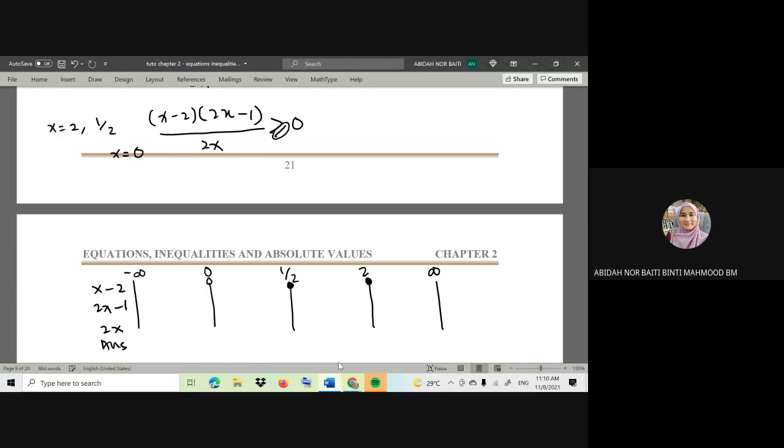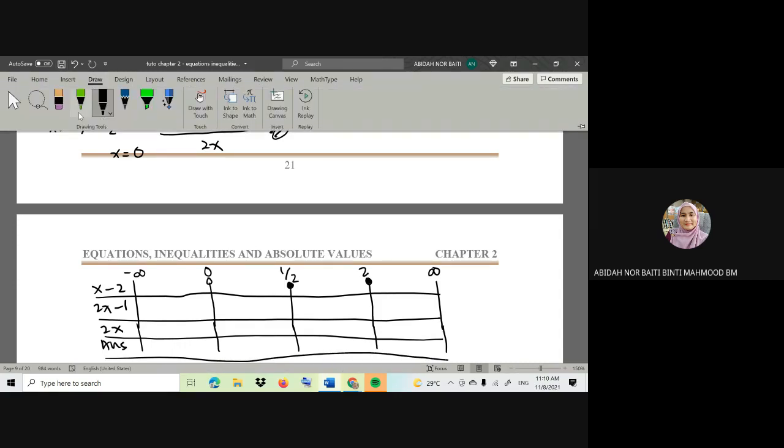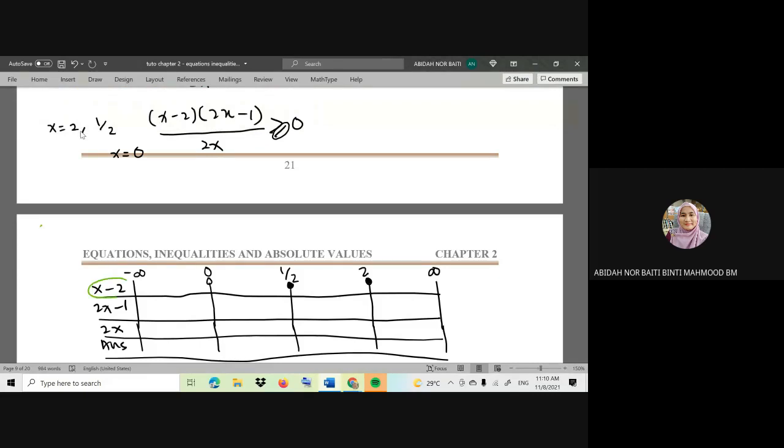Okay, here is your answer. So bolehlah kita letak sign dia, samalah macam tadi ya. For x minus 2, your value of x is 2. At the right side of this point, we follow the sign of x here. So x here is positive, so to the right of 2 is positive. To the left of 2 is negative.